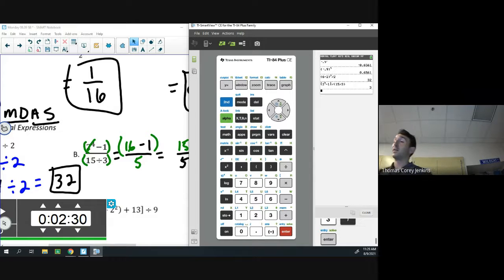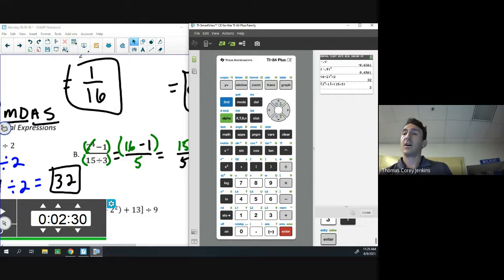So it doesn't sound like you can use the fraction bar there. You have to do divided by instead. These are good things to figure out. This is why you bring that calculator, so you know how to use it well come test or quiz day.